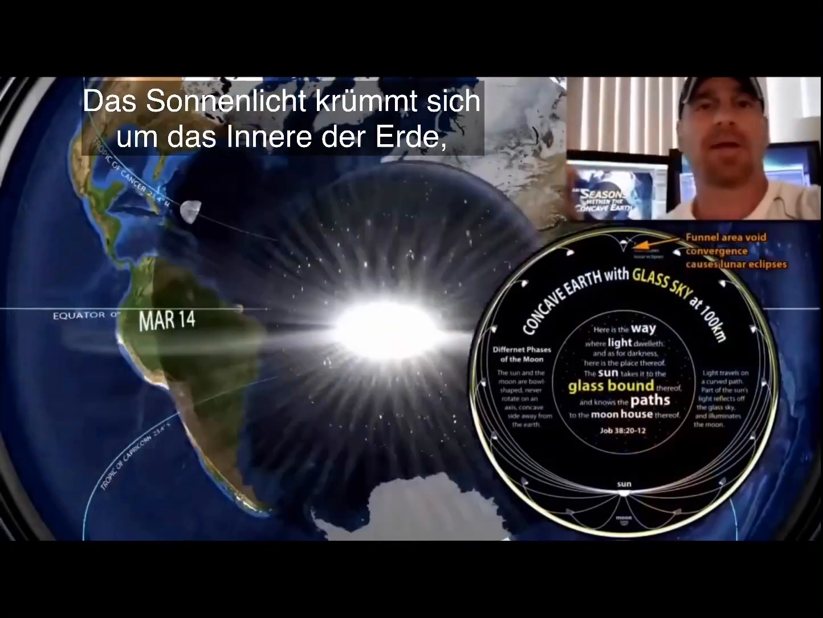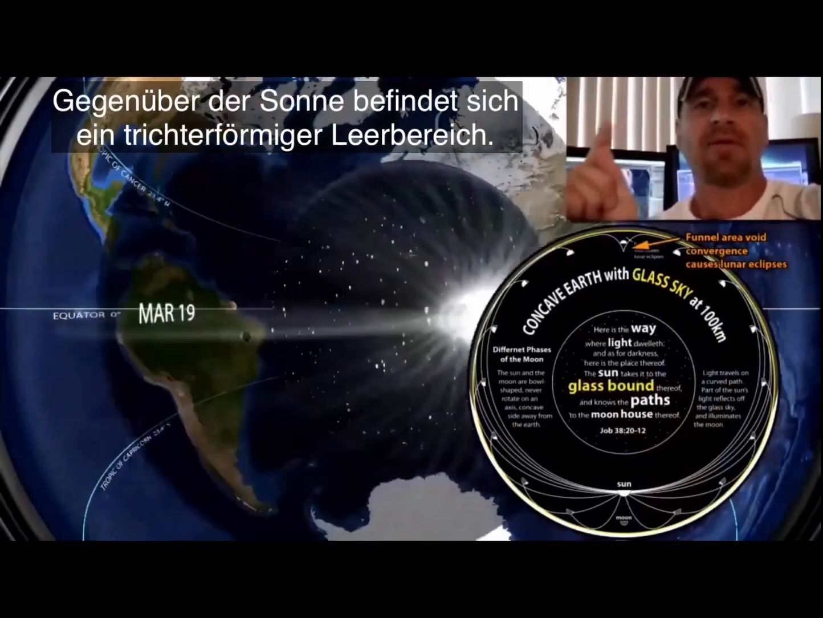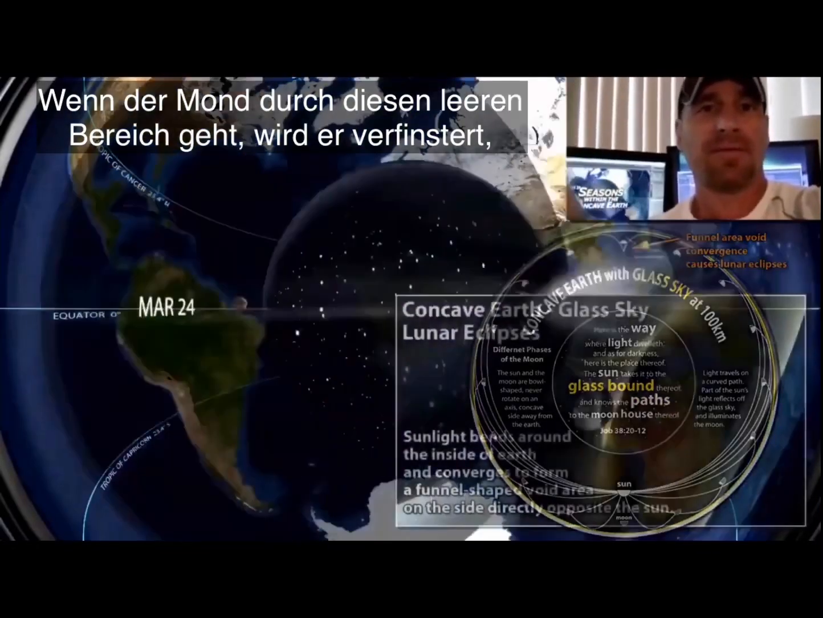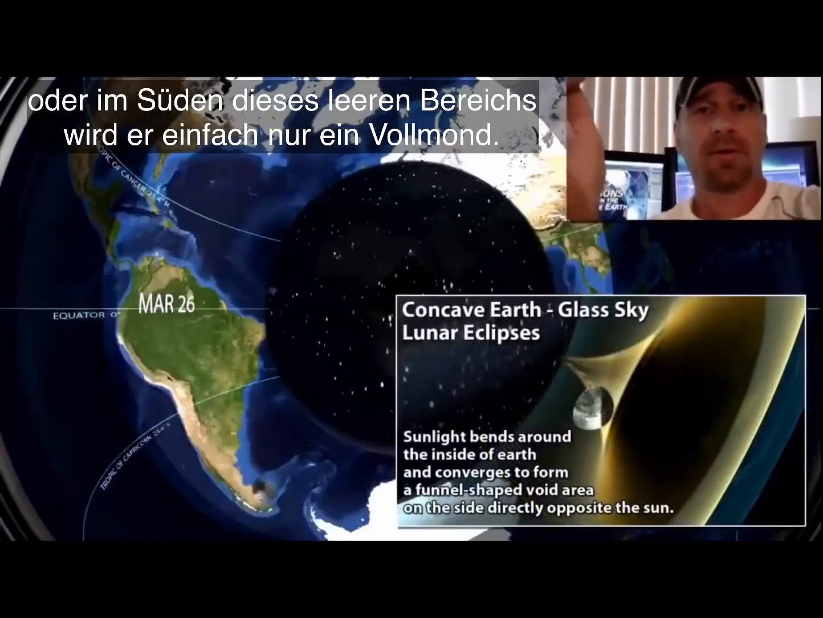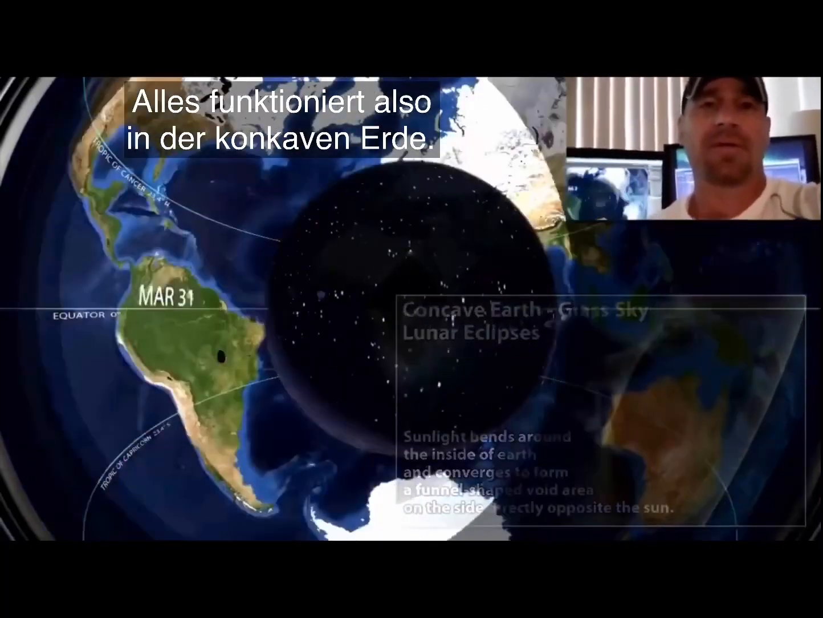Sunlight is bending around the inside of the Earth. That's how we get lunar eclipses. There's an opposite funnel-shaped void area opposite the sun. When the moon goes through that void area, it gets eclipsed. North or south of that void area, it's just simply going to be a full moon. So everything works in the concave Earth.